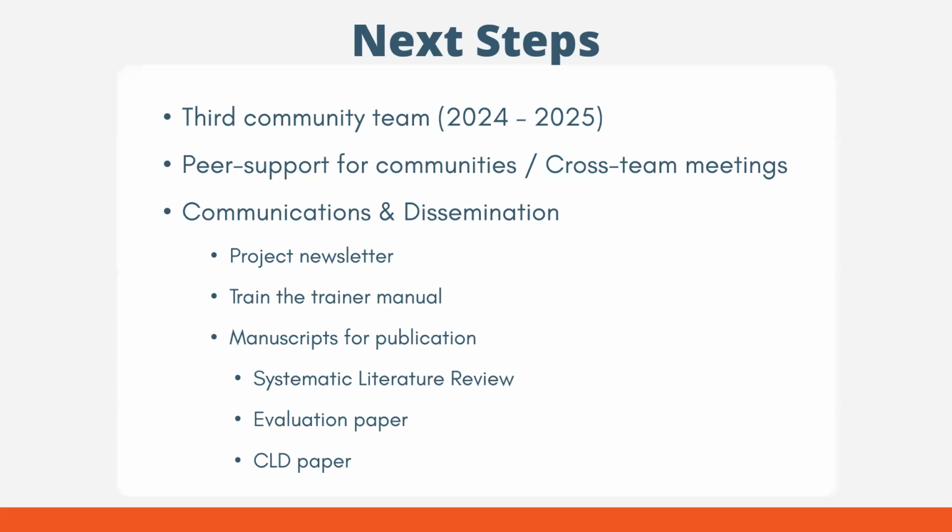There are also several publications that will be coming from our project. The first one is a systematic literature review. We were very much interested in understanding what other communities, counties, or states have done to reduce ACEs within their communities using a systems thinking approach, specifically causal loop diagrams. As of the time of this recording, we're in the process of wrapping up that review and hoping to publish within the next year.